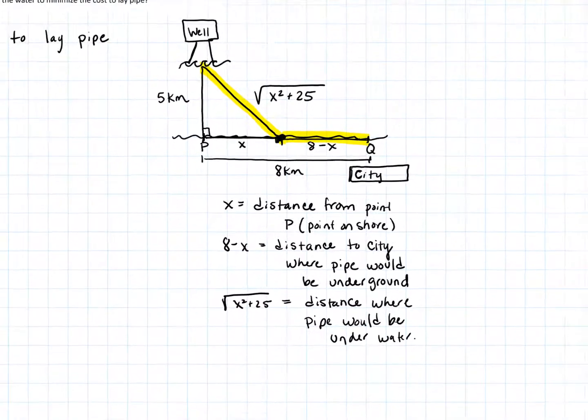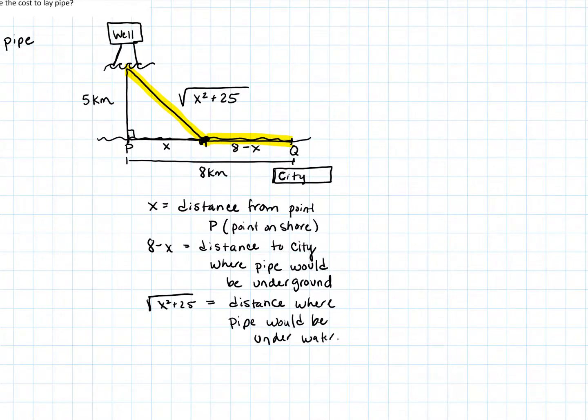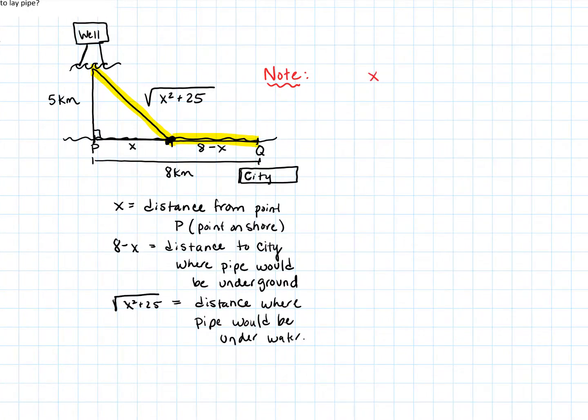Okay, now we're going to create a cost function here, but before we do a cost function, I just want to note those two other scenarios that we mentioned. So note that x can be between 0 and 8. X is a distance between 0 and 8. And it could actually be equal to both 0 and 8. If x was equal to 0, that would be the scenario where we went straight to the shore. So that's the scenario where we go straight to shore from the well.